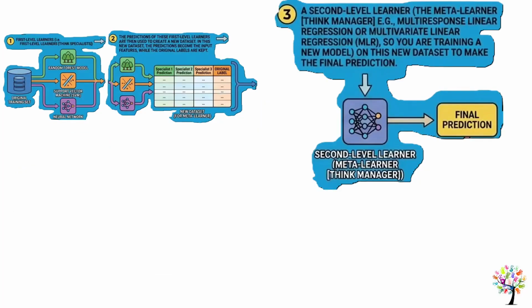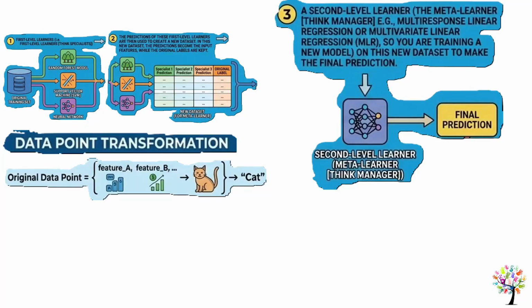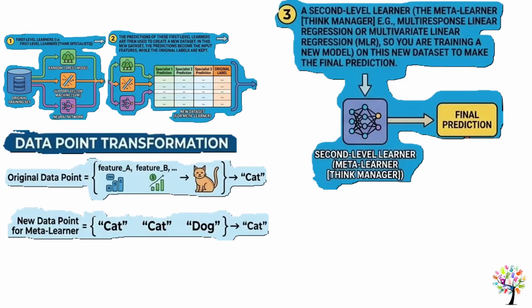Step 3, a second level learner. So you are training a new model on this new dataset to make a final prediction. Think of step 3 as a manager, which is our meta learner in this example, right? Think of multi-response linear regression, MLR. So data point transformation: you get the original data point, for example, feature A, feature B, and then the output or the prediction or the classification is cat. And then the new data point for the meta learner is the cat, dog classification, and it gives a prediction after that.